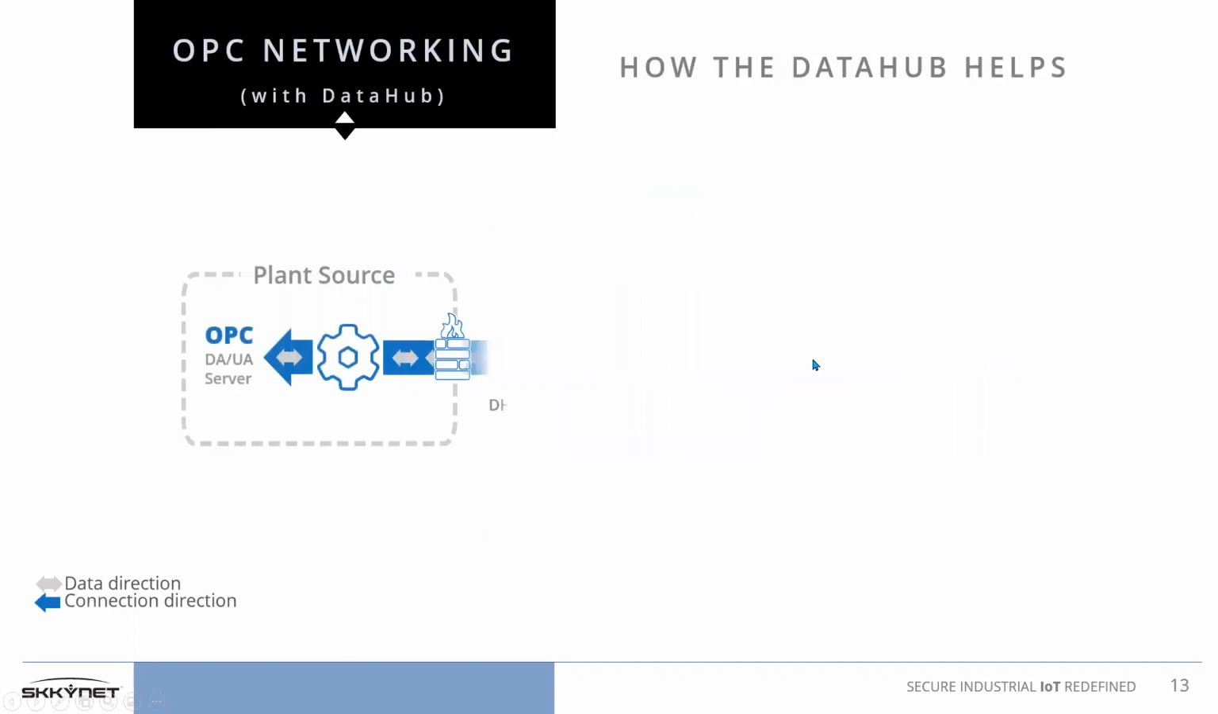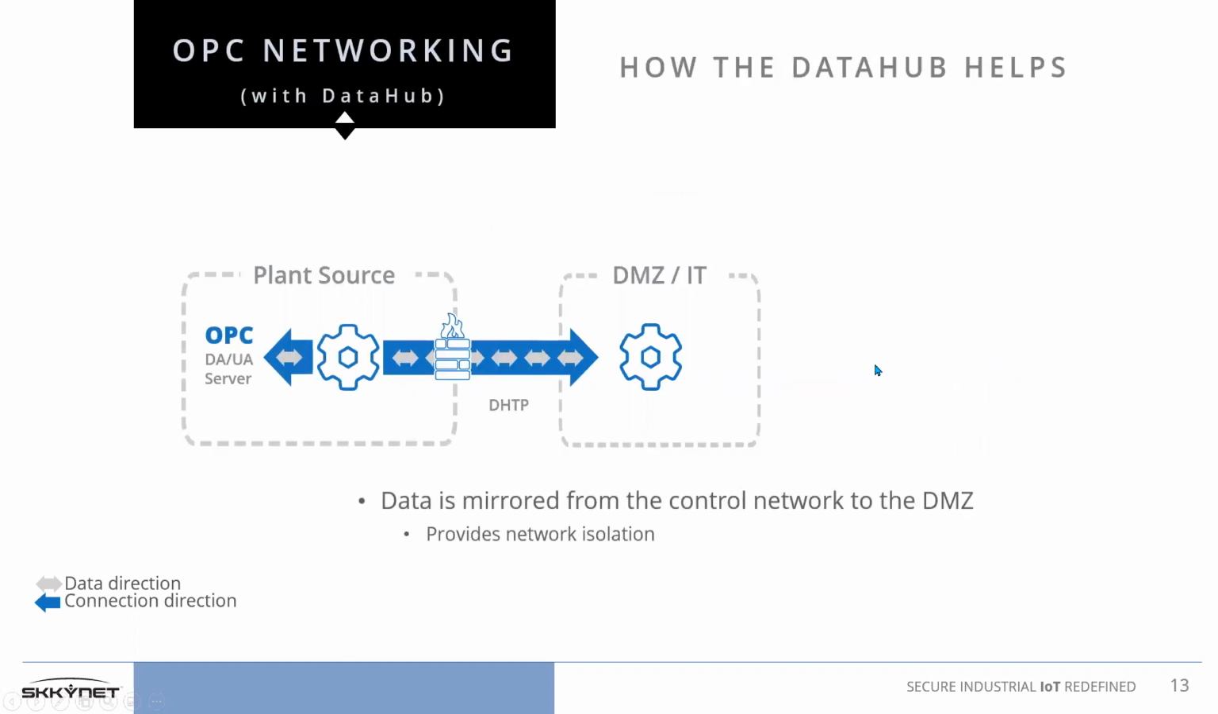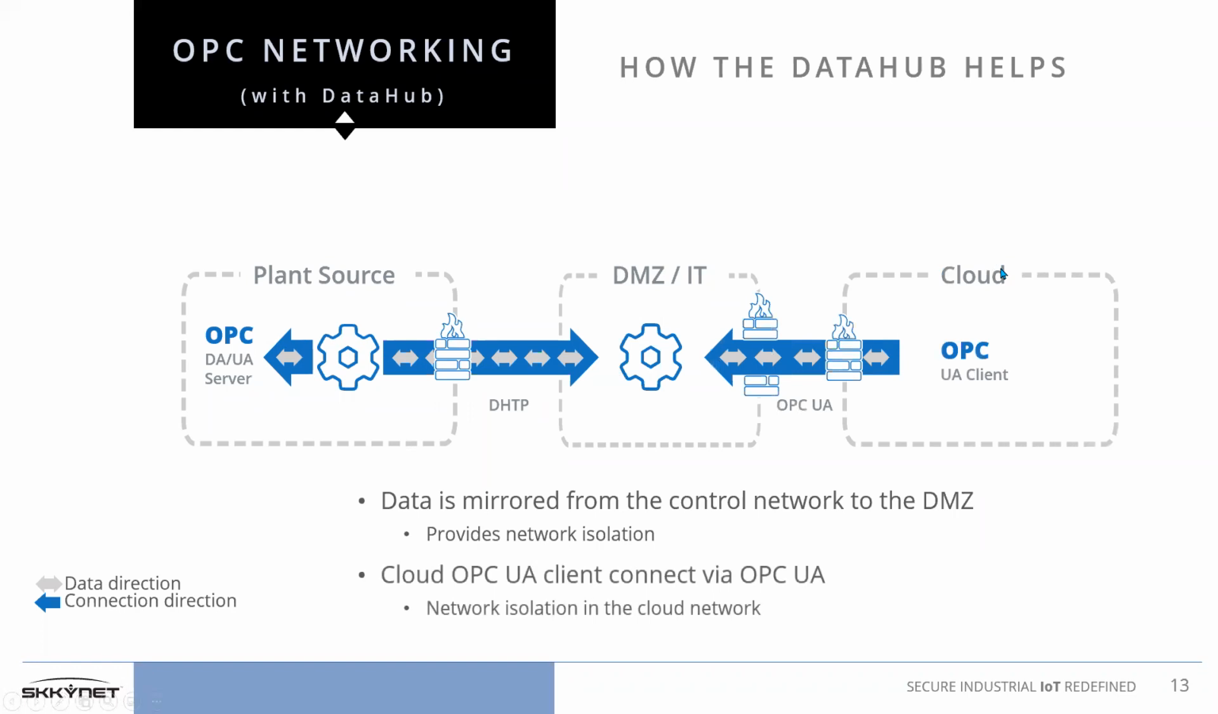So how does the DataHub help in this situation? Well, the DataHub mirrors the data from the control network to the DMZ. And so it acts as an OPC client to the server and then mirrors that data into the DMZ outbound. So no longer are we constrained by the client having to connect to the server. This DataHub can choose who initiates that connection. From the cloud connection or from the remote user, now we have an outbound connection to the DMZ.